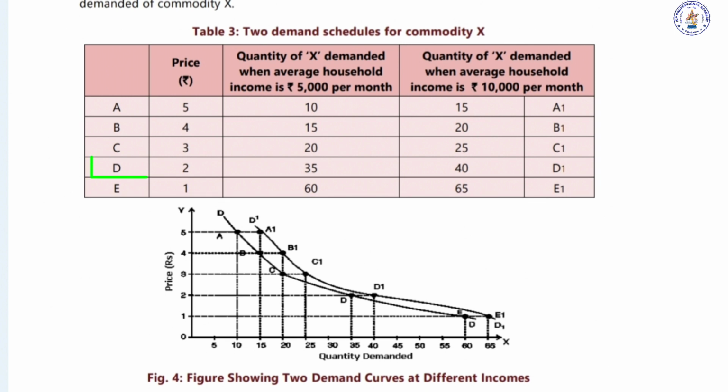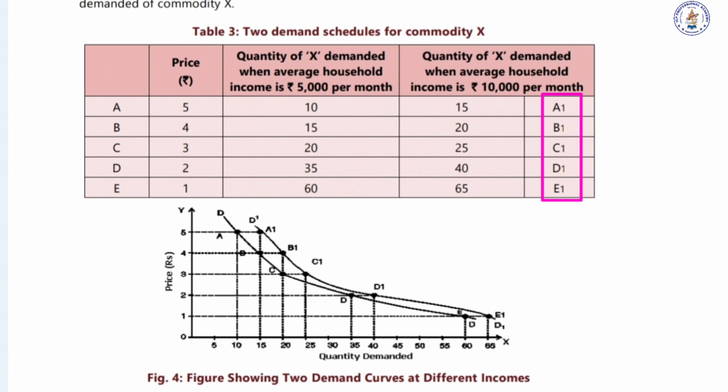Same way, for the price of 2 rupees, he was ready to buy 35 earlier when his income was 5,000. Now he is ready to buy 40 units. When the price moves to 3, he was ready to buy 20 units when his income was 5,000. But now when his income moves to 10,000, he is ready to buy 25 units. Same way, for 15 it is 20, and for 10 it is 15. So the demand takes a move from the points, namely E1, D1, C1, B1 and A1.